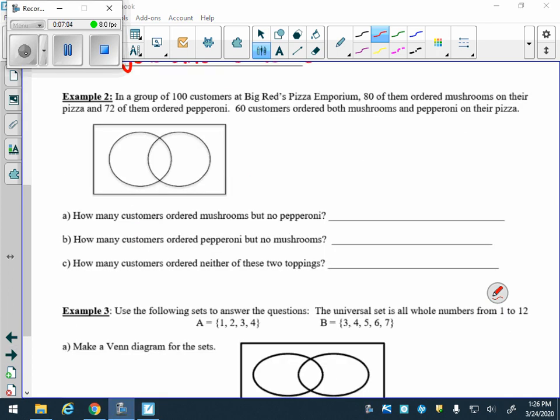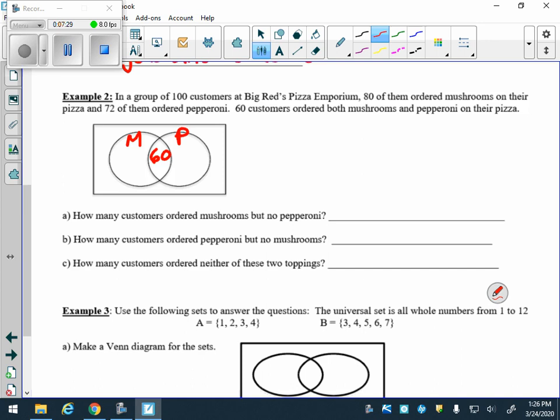Okay. If we look at example 2, this again is a little bit different. In a group of 100 customers at Big Red's Pizza Emporium, 80 of them ordered mushrooms. So you have one category that is mushrooms, one is pepperoni. Okay, 60 customers ordered both mushrooms and pepperoni. So that's first and foremost. 60 goes in the middle.